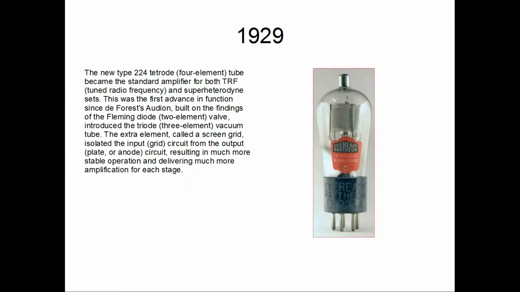In 1929, the new Type 224 tetrode tube was the first advance in function since de Forest's Audion, built on the findings of the Fleming diode valve. It introduced the triode vacuum tube. The extra element, called a screen grid, isolated the input circuit from the output circuit, resulting in much more stable operation and delivering much more amplification for each stage.